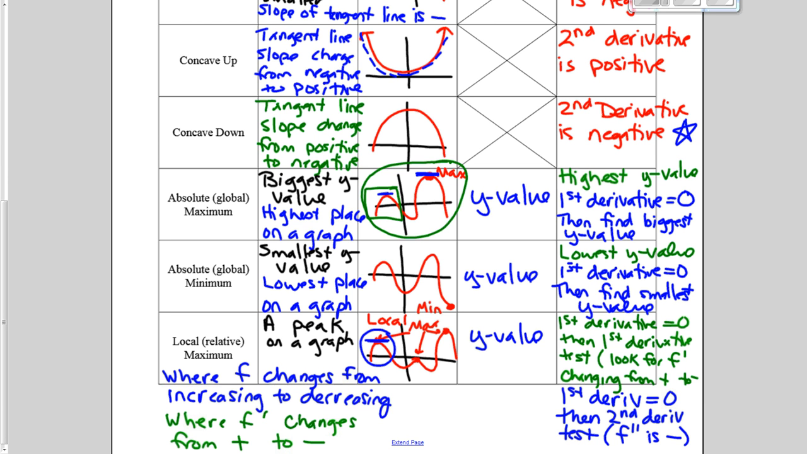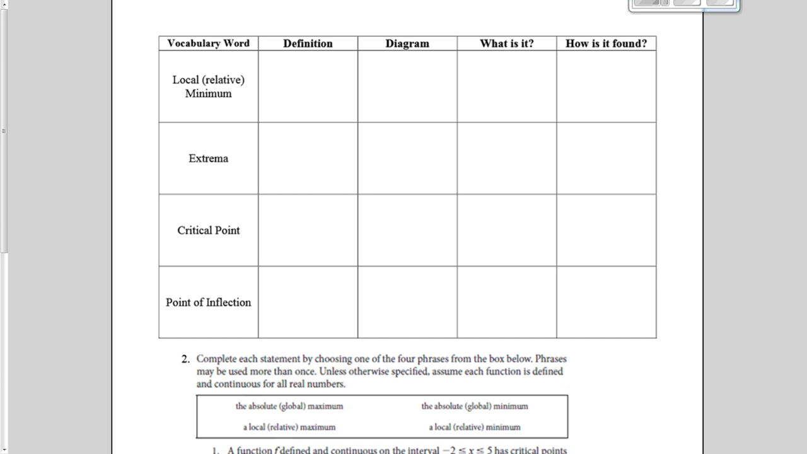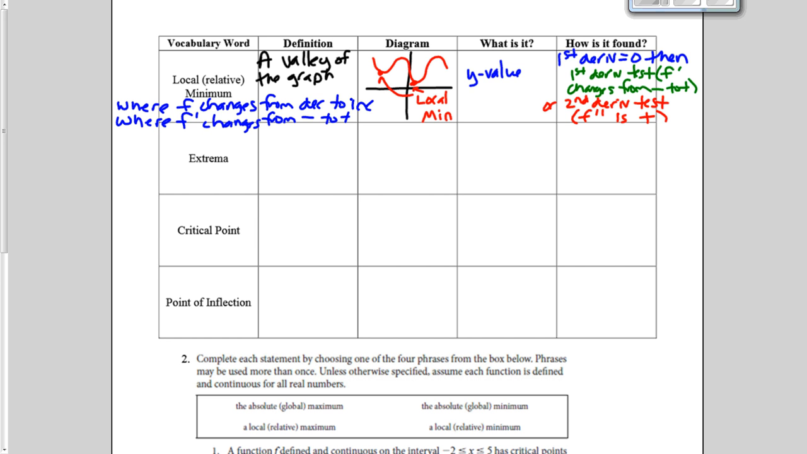So at this point, go ahead and shift your paper to the back of this page. I'd like you to pause the video and complete the row for the local minimum. Go ahead and pause the video now, please. So here is the local minimum row. Go ahead and pause the video and complete that if you need to.